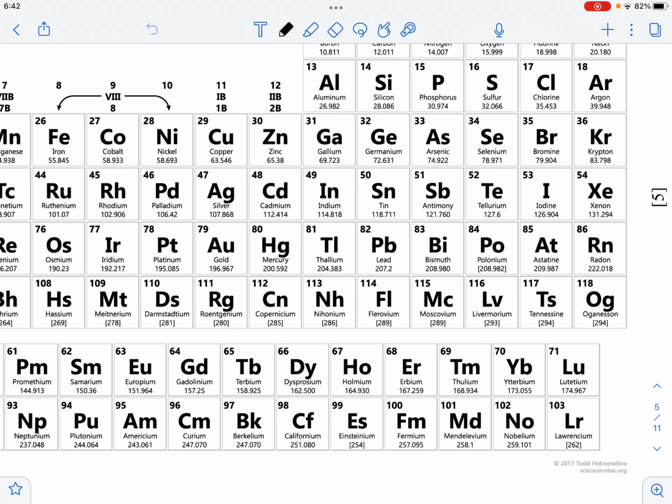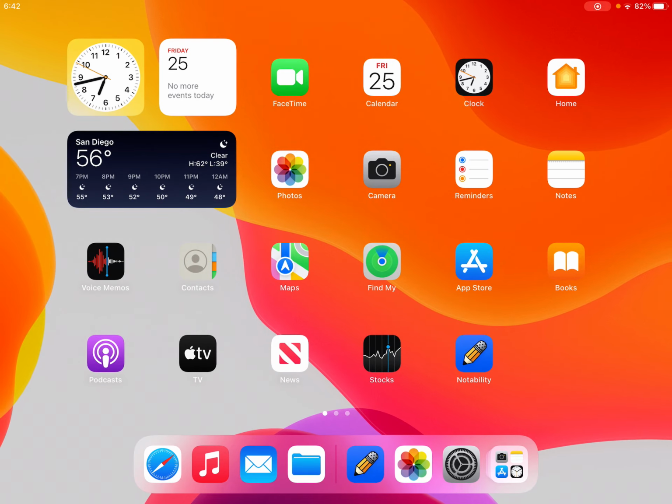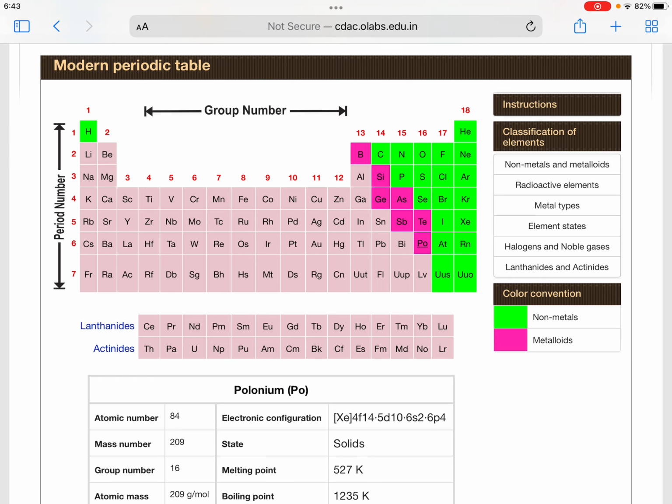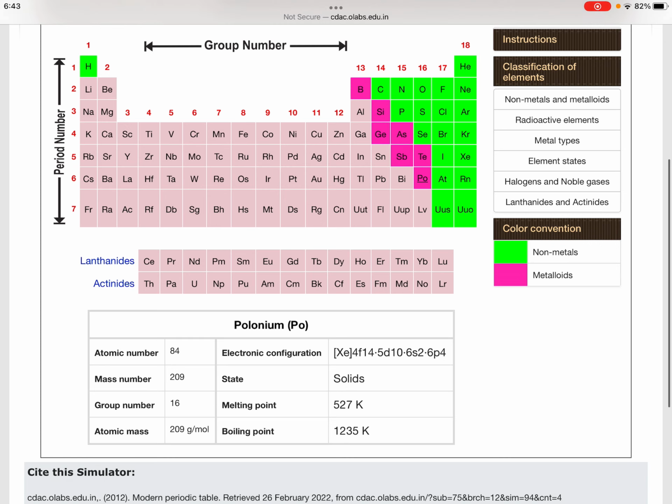Continuing on, question 3 in this part of the lab asks which metalloid has the highest boiling point. So if I go back into my simulator, all I have to do is click on the metalloids specifically. To give you an example, I'll start with polonium. You click on polonium and you see that it gives you the atomic number, atomic mass, group number, electron configuration, state of matter, if it's solid, liquid, or gas, the melting point and the boiling point.